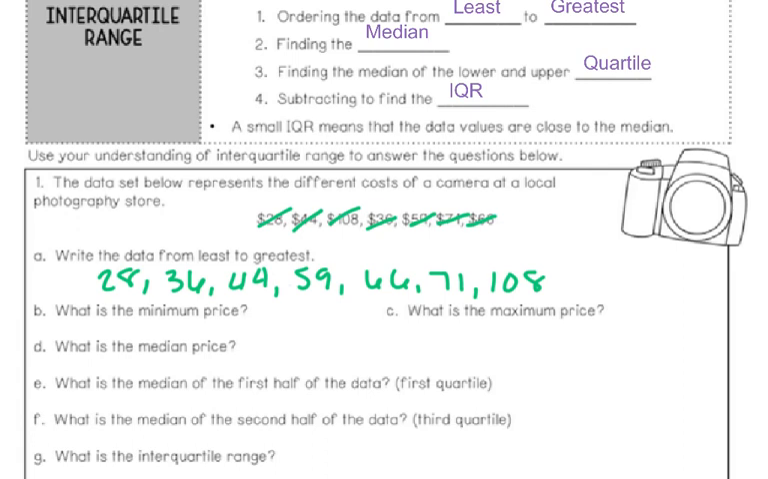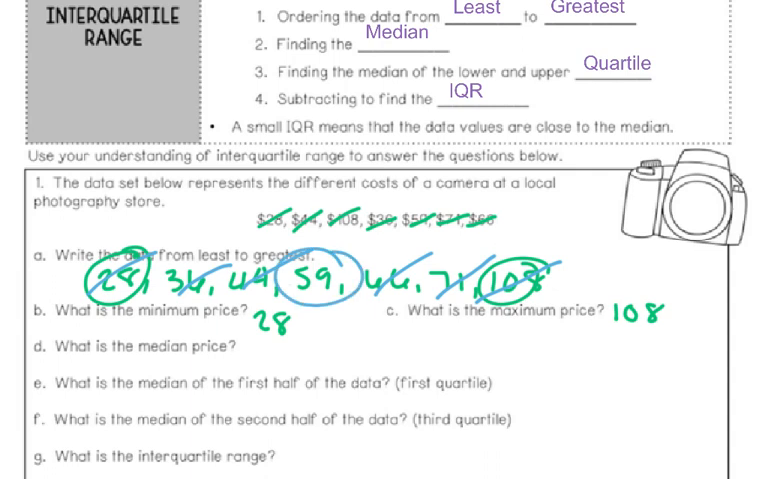Next question says, what is the minimum price? So minimum means the smallest, and so the least amount of price here is 28. We get that right here since it's ordered from least to greatest. Next, we want the maximum price, and the maximum price is 108, which is at the other end of our data set. Now that we've got them ordered from least to greatest, it should be a little bit easier to find the median price. To find the median, I start by crossing off a number from each side until you get to the middle. And in this case, since we had an odd amount of data points, 59 is the one that is in the middle. So the median price is 59.